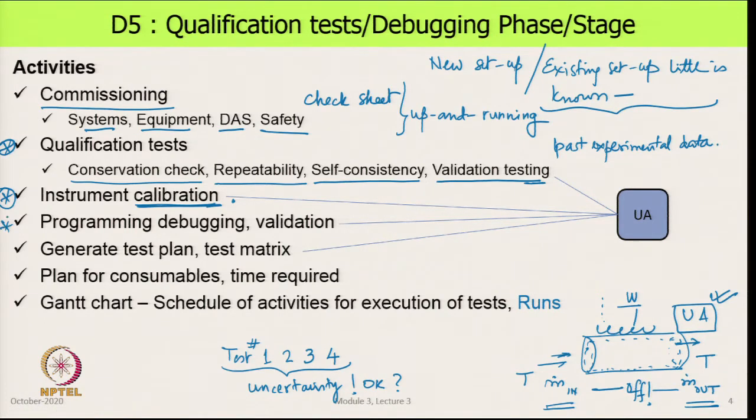The next item in the qualification testing is program debugging and validation. We have written a lot of programs for the setup to collect data, store data, and maybe in real time display data as well. So, what we have to check is that this process is doing its job correctly. We give a specific input, we expect a specific output, and we should check whether our program, all the data acquisition system or the electronics, is doing that or not.